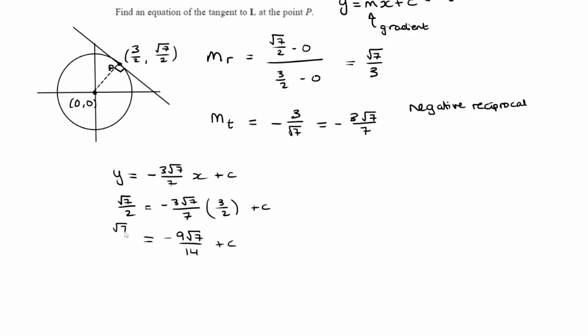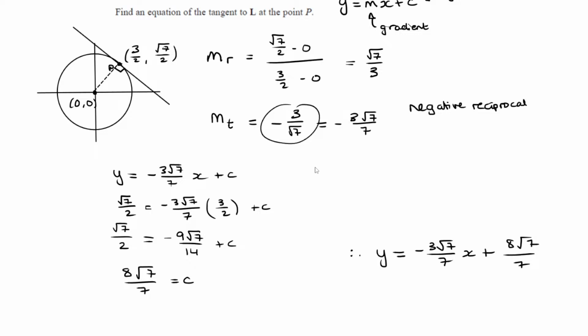So I would add that across. So move it across. So root 7 over 2 plus 9 root 7 over 14. That apparently gives me 8 root 7 over 7. So then all you need to do is go, therefore, my final answer, minus 3 root 7 over 7, x plus my c, which is actually positive, so I'll leave it as a plus, 8 root 7 over 7. Yeah, that's what they've got. You don't necessarily have to rationalize it. When I look at the mark scheme, you don't have to rationalize it if you don't want to. You could leave it like that if you want.